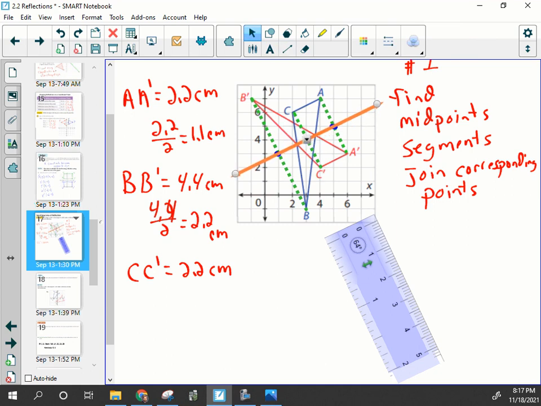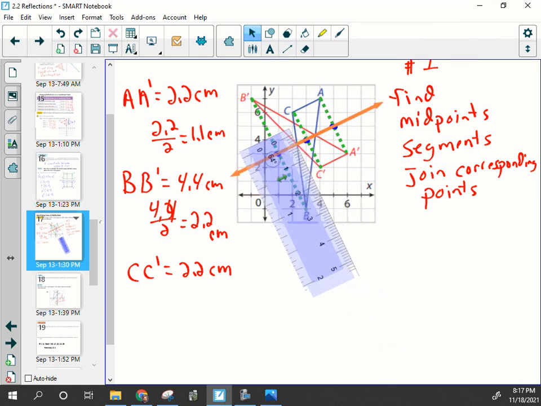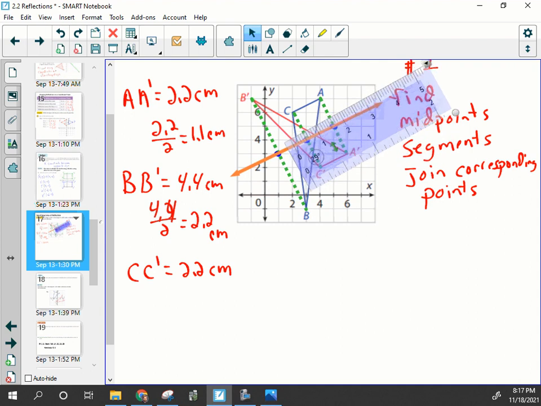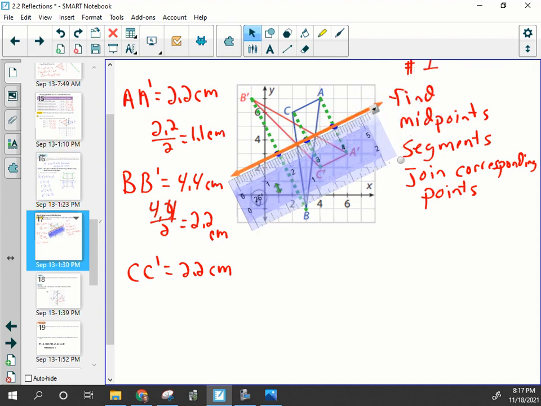Now what you should do is take the edge of your ruler, turn your ruler so that it goes through those points, and then trace the edge of your ruler. So if I move it right there, I would trace it to get it.